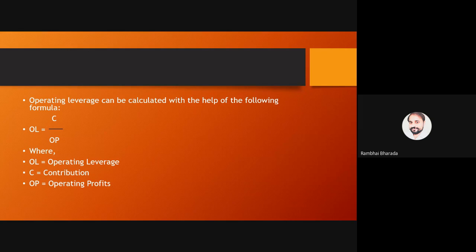Here contribution is equal to total sales minus total variable cost. I have written it in the chat box, please note down the same. Contribution is equal to sales minus total variable cost, or else contribution is equal to profit plus fixed cost. You can use any one formula to find out the contribution. Are we clear about the contribution?